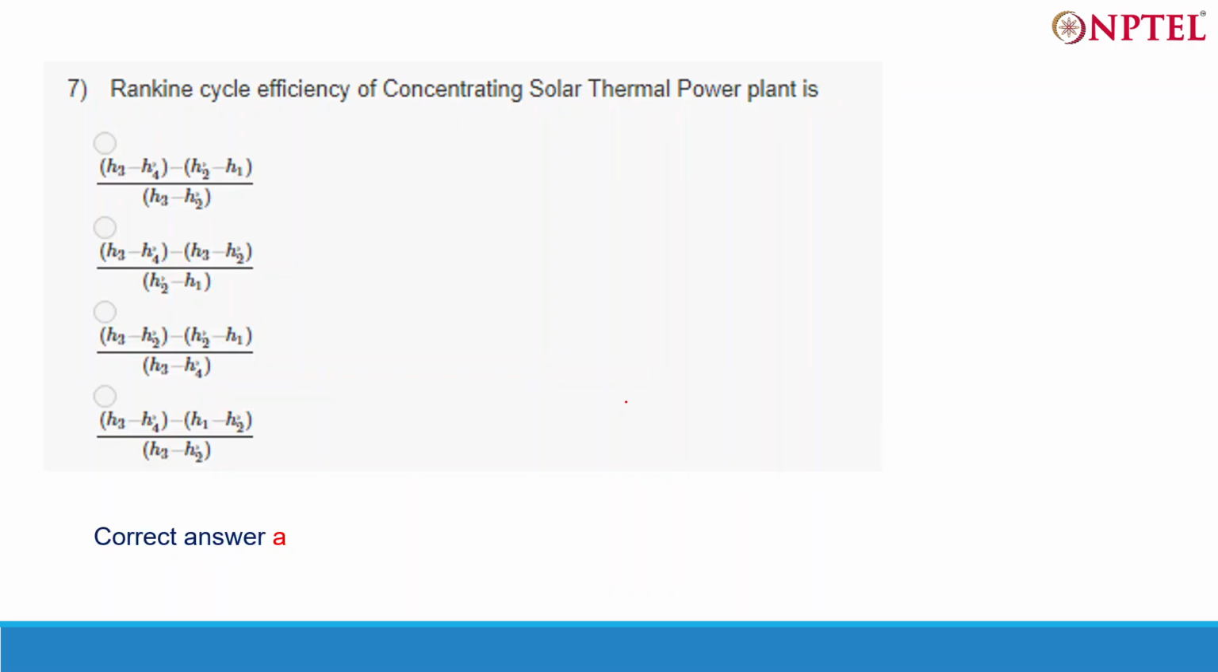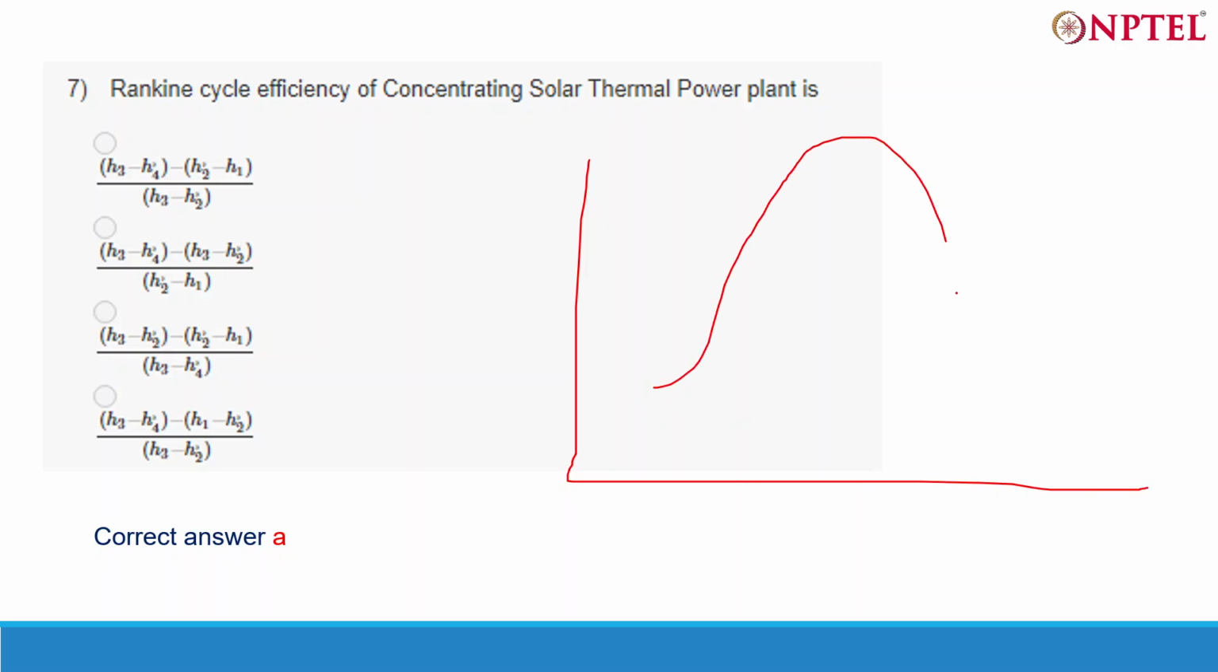Now, Rankine cycle efficiency of a concentrated thermal power plant is... Let me draw the TS diagram itself here. T, S.